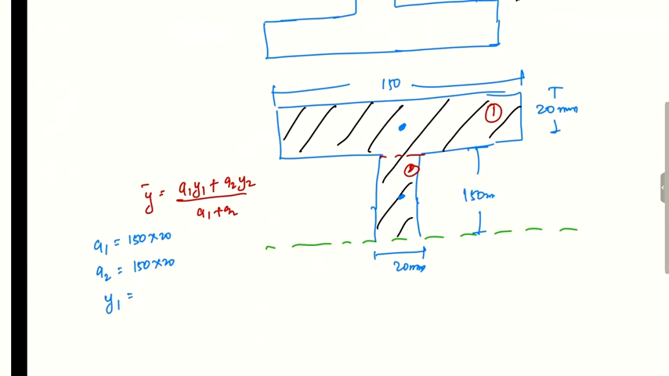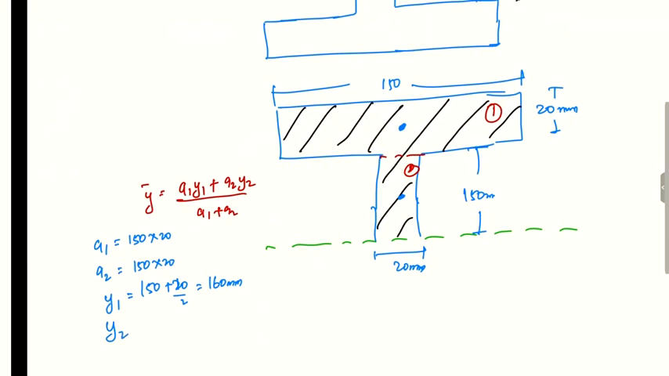y1 is the distance from the neutral axis, so to the centroid of this. This is my reference axis. So y1 is the first figure's centroid distance from the reference axis. From here to here, that is 150, and from here to here, that is 20/2, that is 10. In total I get 150 plus 20/2, that is 160 mm.